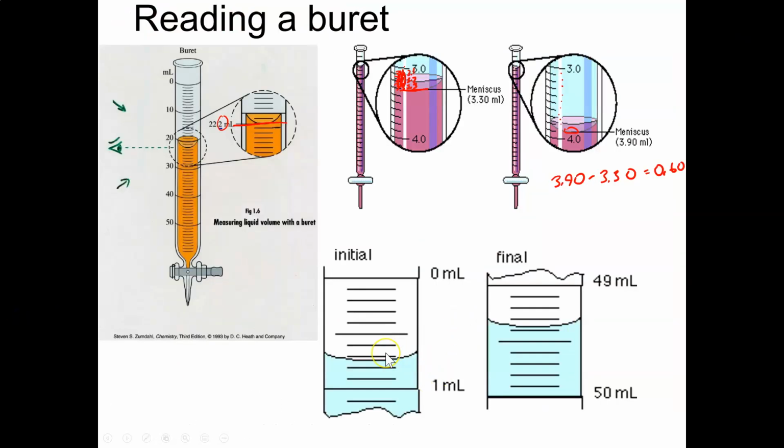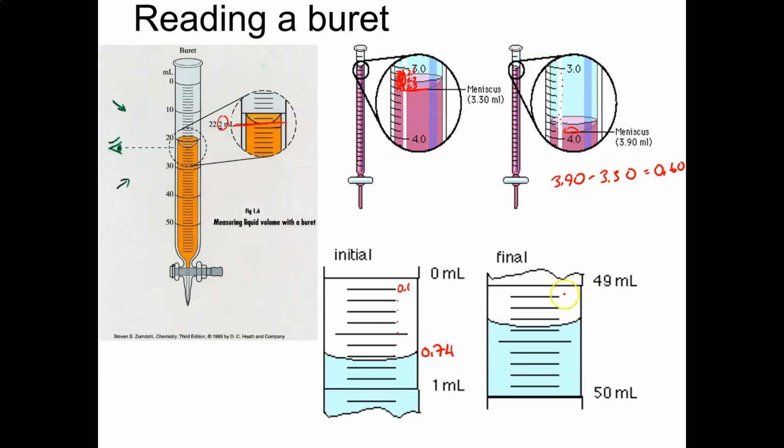All right, for this one, same concept. Looks like it's 0. This is 1. So these are all 0.1s. So 0.1, 2, 3, 4, 5, 6, 7. But it's not exactly 0.7, right? It's a little bit below it. So maybe 0.74. You kind of guessed that last digit, and that's okay. That's normal. For this one, that's the initial volume.